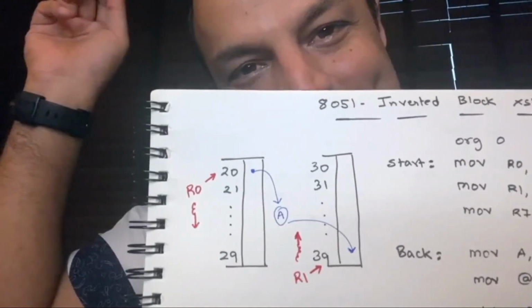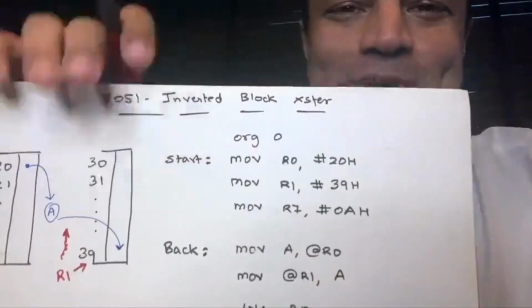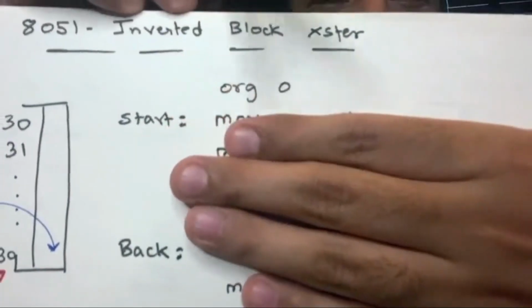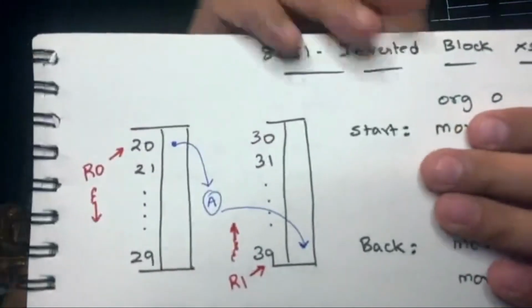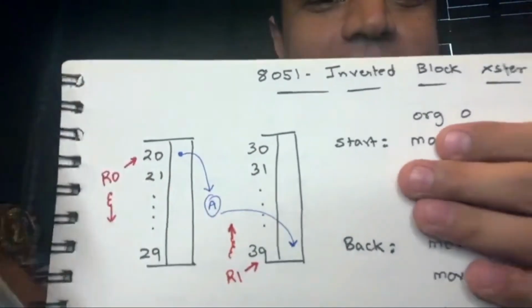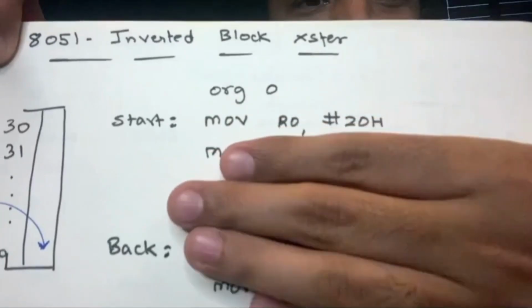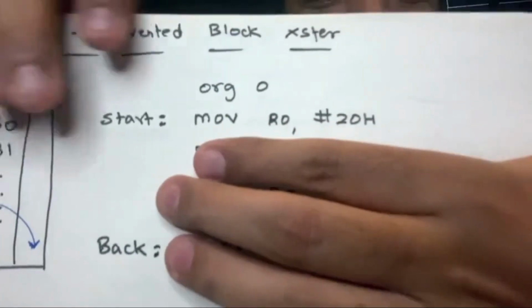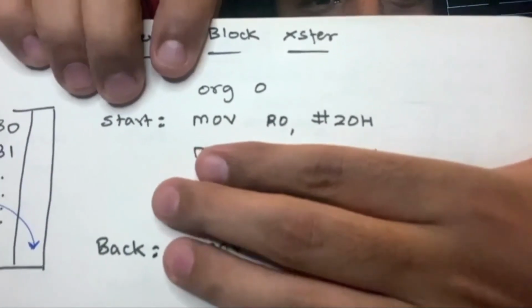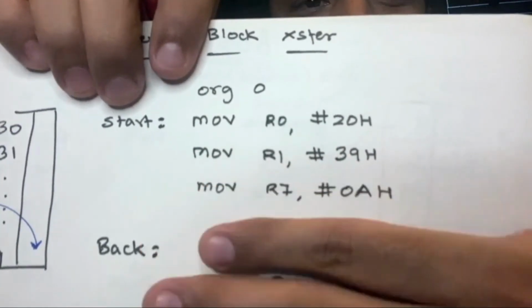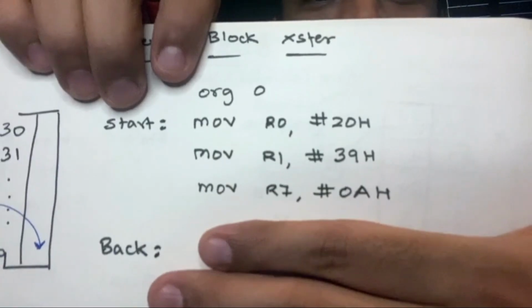Now, can you dictate the program? Come on. ORG 0, that's the start. What is the first step? Initialize R0, R1 and R7. Come on, initialize R0, correct. MOV R0, #20, good. Initialize R1, shabash, good. MOV R1, #39. Initialize R7. MOV R7, #0A, good.